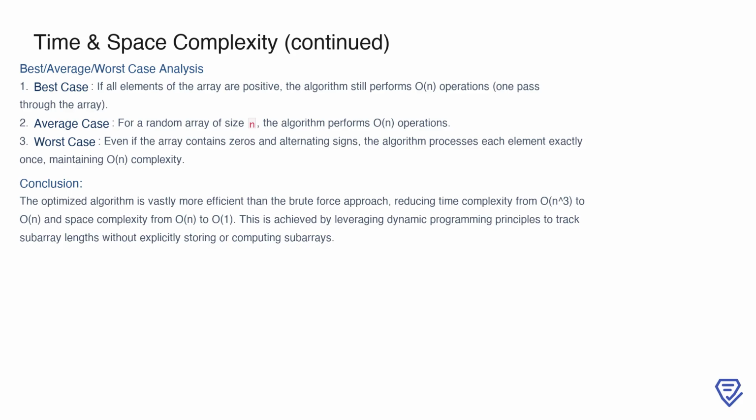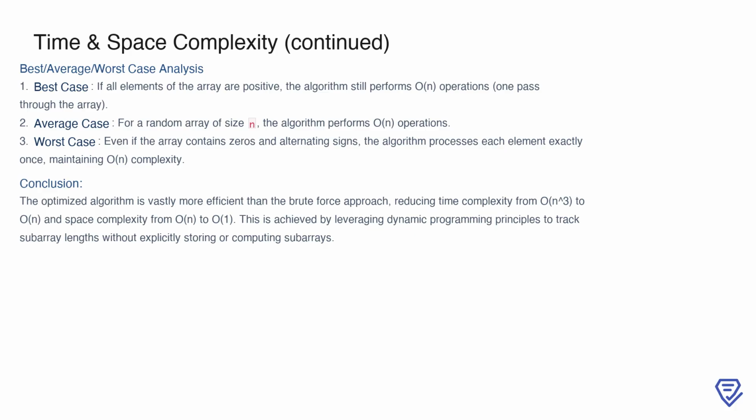Let's break down the performance of the optimized algorithm under different scenarios. In the best-case scenario, where all elements of the array are positive, the algorithm still performs O(n) operations because it needs to iterate through the entire array once. For the average case, with a random mix of positive, negative, and zero values, the algorithm still processes each element exactly once, maintaining O(n) complexity. Even in the worst-case scenario, where the array contains zeros and alternating signs, the algorithm continues to operate in O(n) time, as it only performs constant work for each element without revisiting any part of the array.